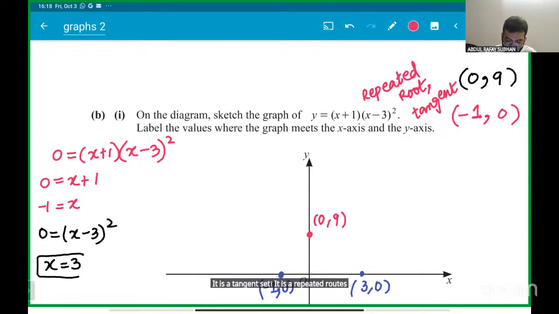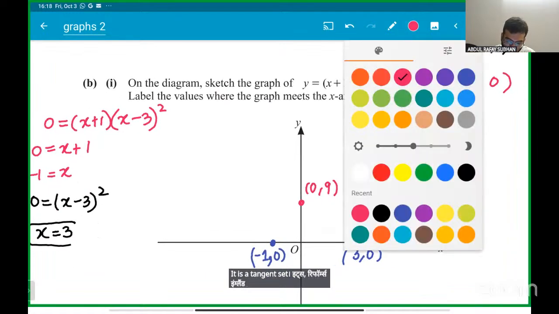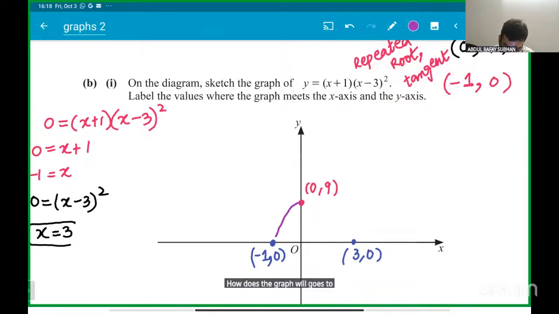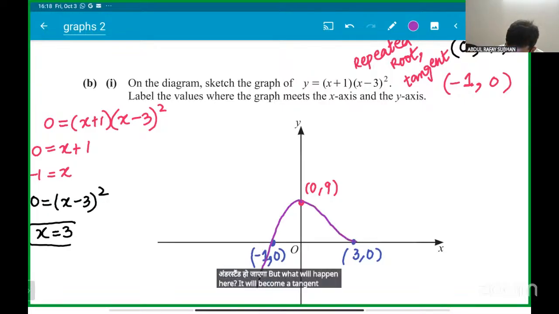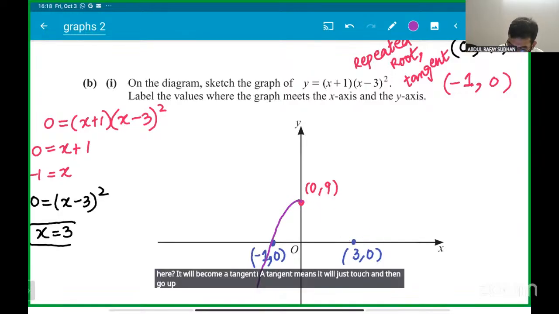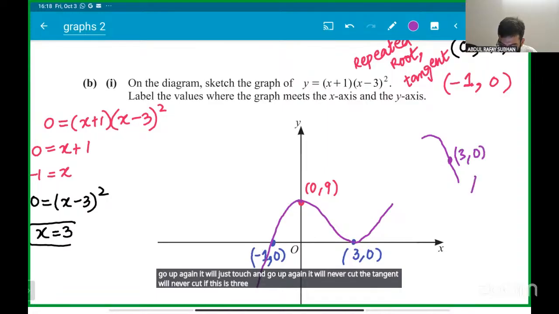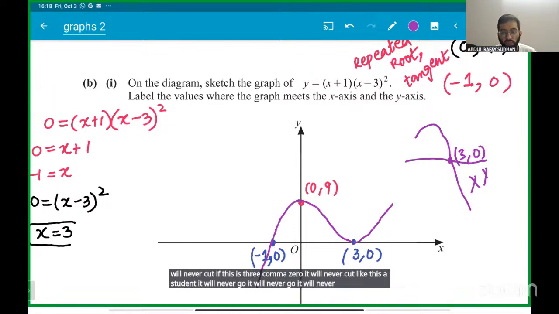It's basically a tangent. Please follow how the graph will go, students. From here it will go the normal way, it will cut, everyone understands that it will cut. But what will happen here? It will become a tangent. A tangent means that it will just touch and then go up again. Tangent, what we studied. It will just touch and go up again, it will never cut. The tangent will never cut. If this is 3 comma 0, it will never cut like this. Students, it will never cut.